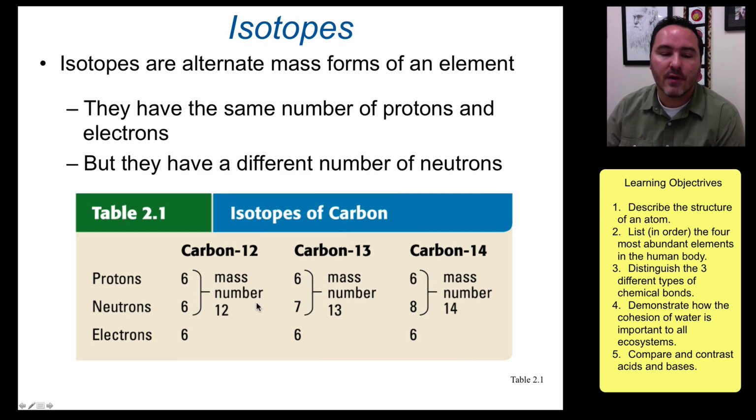But you can have carbon in different isotopes, where the number of neutrons can differ. So now we have 6 and 7, and so the mass number is 13, and we call that carbon-13. Or 6 and 8, where the mass number is 14, and we call that carbon-14.